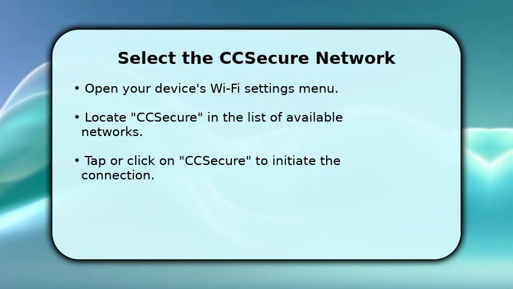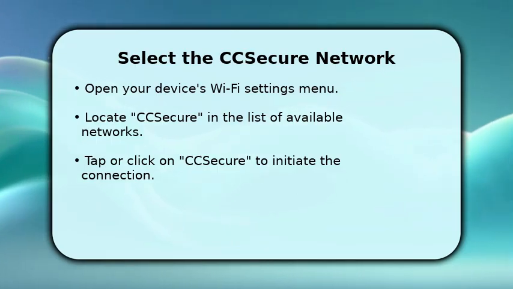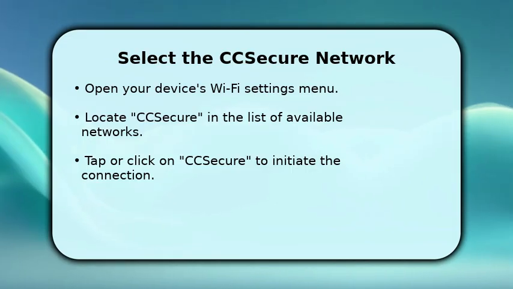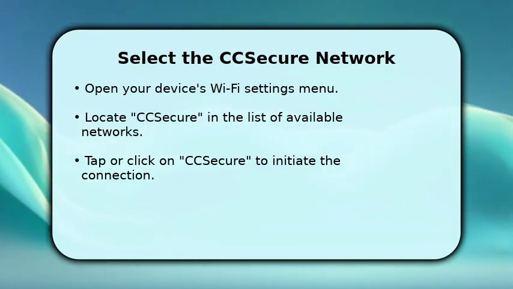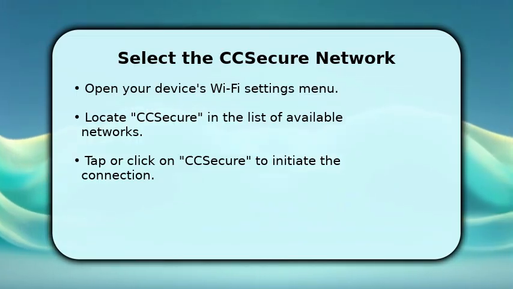You will see a list of available Wi-Fi networks. Look for the network named CC Secure and select it. This is the primary and most secure network for students and staff on campus. Choosing this network is the first crucial step in getting online.